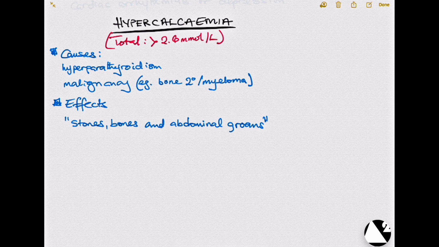Now, you can look them up online, but the stones refers to kidney stones formed from calcium. The bones refers to bone-related complications such as osteitis fibrosa cystica and osteoporosis. Groans refers to gastrointestinal symptoms of constipation, indigestion, nausea, peptic ulcers, and acute pancreatitis. And moans refers to just the feeling of malaise and lethargy.